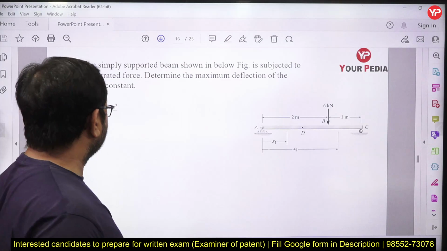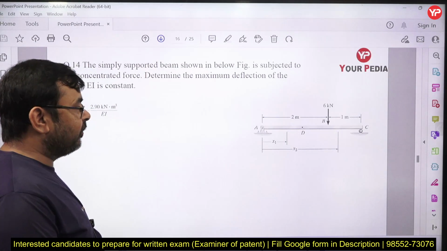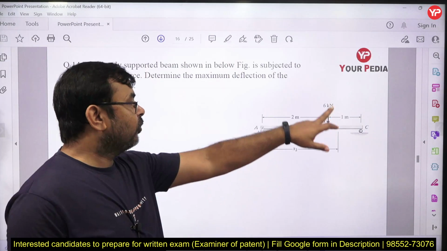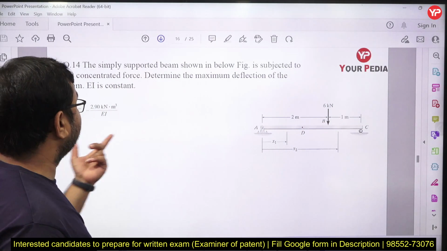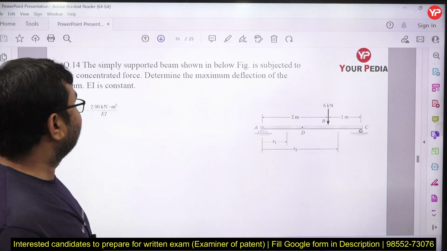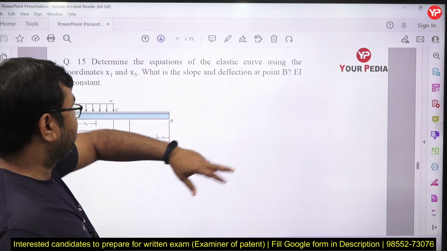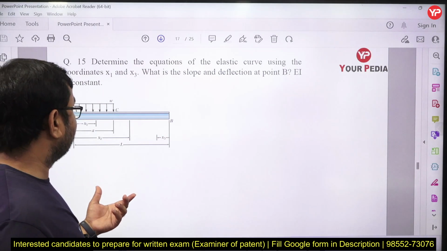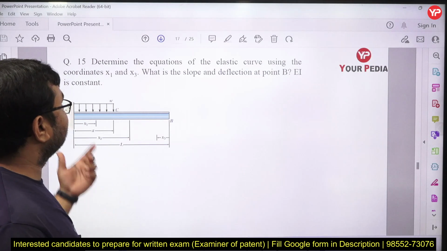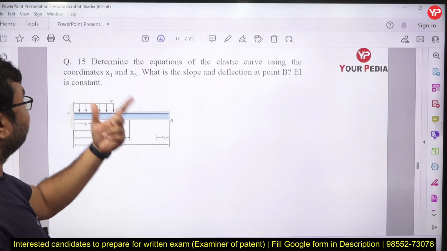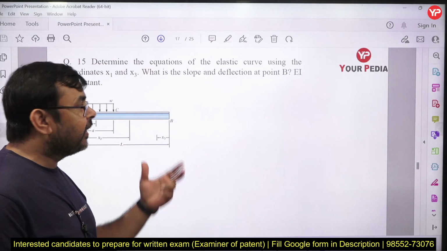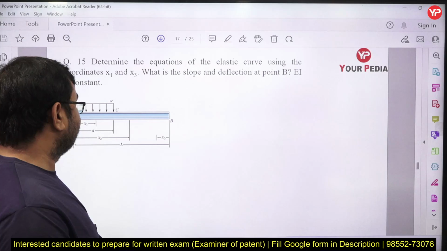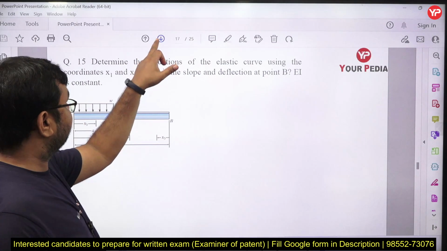And this is a very simple question. Again here you need to calculate maximum deflection, yes or no. So load is acting here, so you need to calculate maximum deflection, determine the maximum deflection of the beam, yes. So this is again an unsymmetric type loading, and this is also from bending stress analysis. You need to determine the equations. Here you need to calculate equations. You need to write equations for elastic curve at different sections.